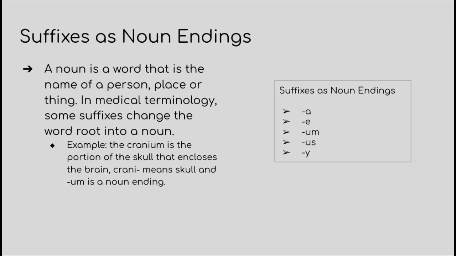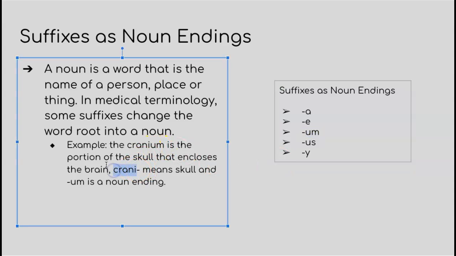You'll always see that the noun endings make sense in terms of pronunciation. So if you were to put cranius, that's not as smooth of a word as cranium. So when you're referring to the skull in terms of the area that encloses the brain, you would call it the cranium. That is the name of a person, place, or thing. Therefore, it is a noun. The um, right here, makes it a noun.